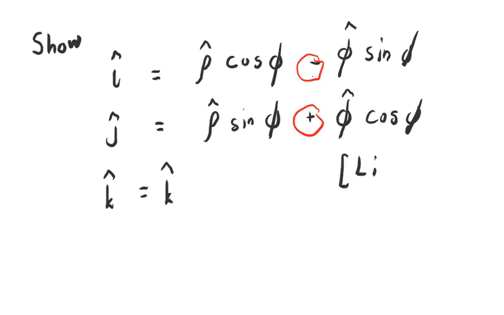Go back and look at limiting cases to see if these expressions are correct. For example, instead of saying that j hat is rho hat sine phi plus phi hat cosine phi, suppose I wrote sine phi here. Well, if I look at the limiting case where phi is 0 or pi over 2, that'll show me whether or not I get something that makes sense. It won't, and so that means I've made a mistake.